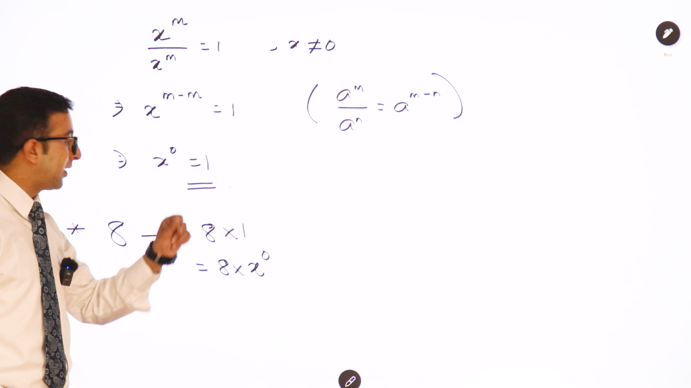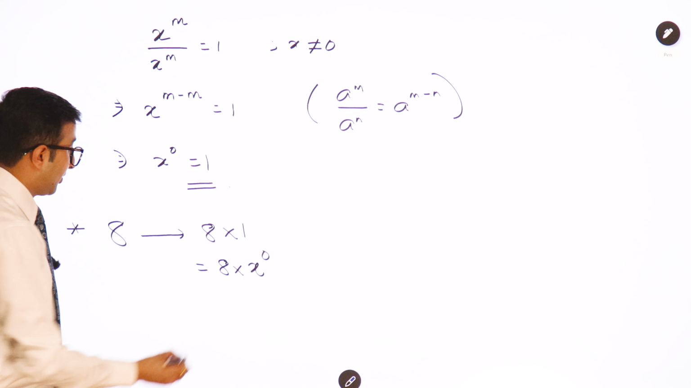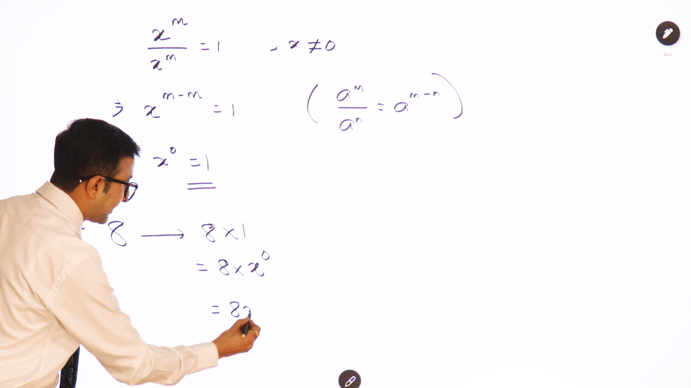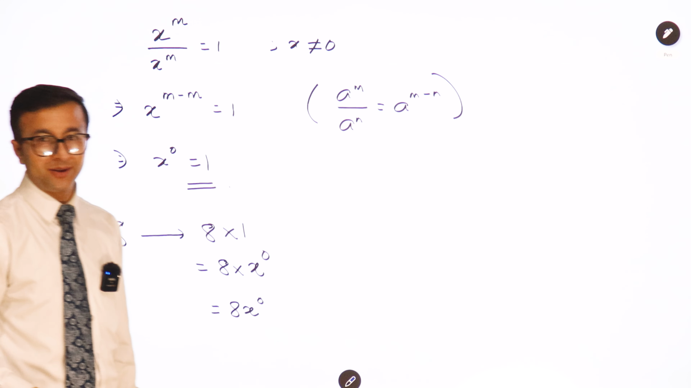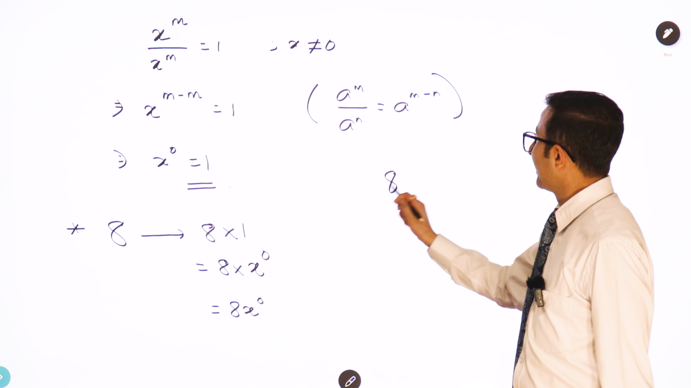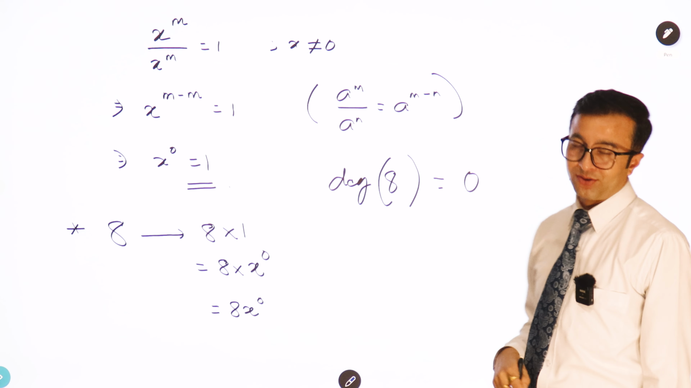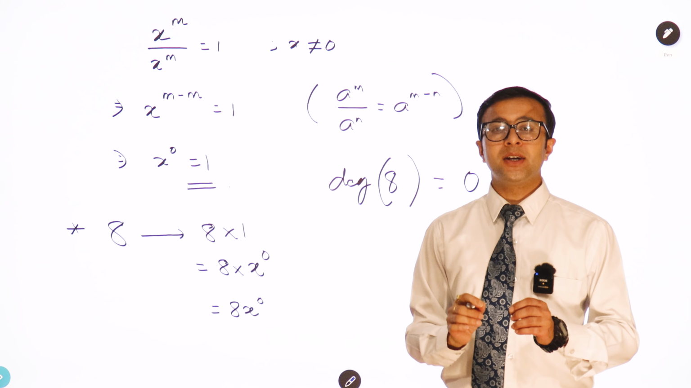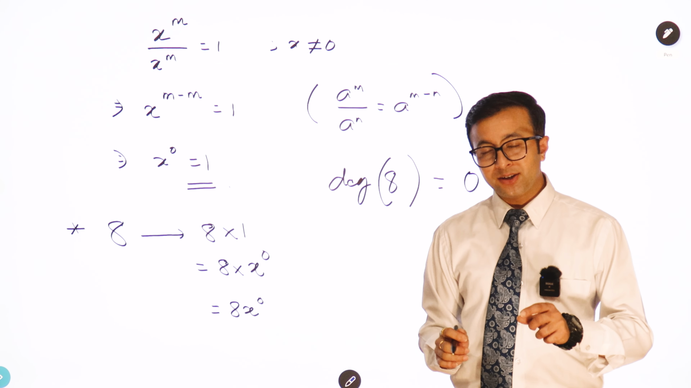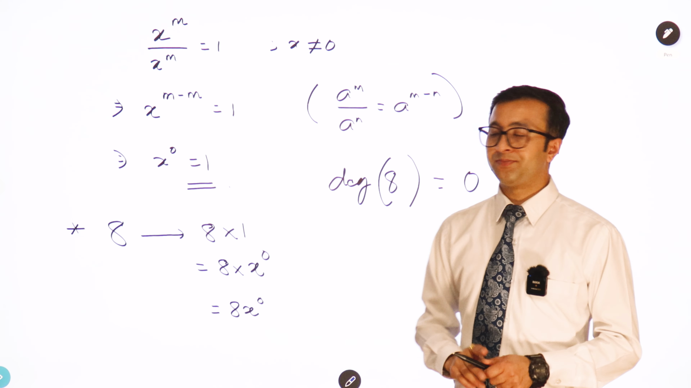Because x to the power 0 is 1, provided that x should not be 0 or infinity. So now look at here, this can be written as 8x to the power 0. The variable is x, the power is 0. That's why the degree of 8 is 0. Clear? So whenever you see a constant number, that constant number has a polynomial degree of 0.